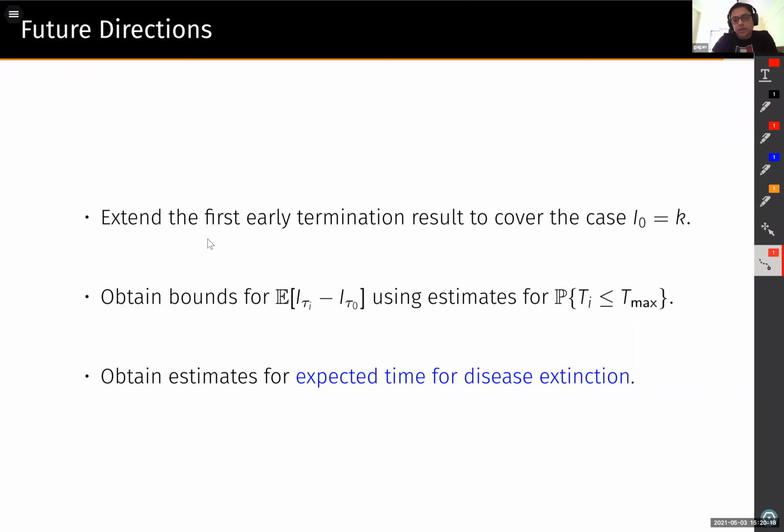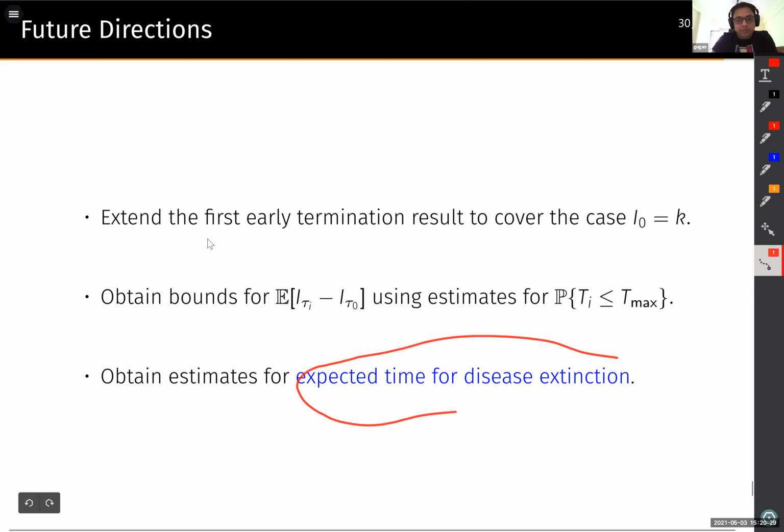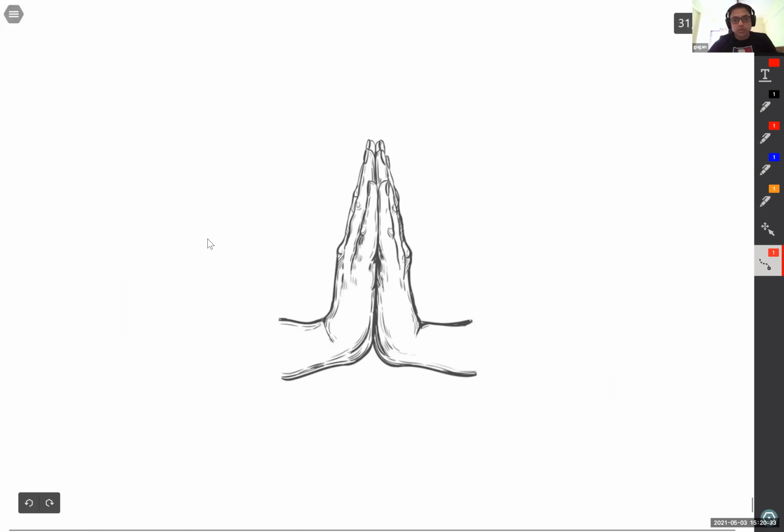And finally, right now we only have an estimate for the probability that T_i is less than T_max. We hope to use some of the analysis that we have built to obtain some expected time for disease extinction. Is this okay? So maybe this is a good time to stop.